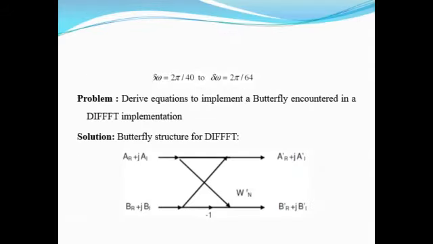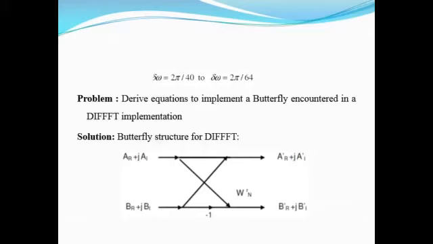Then delta W is 2 pi by 40. 2 pi by 40 is nothing but 2 pi by the number of samples, which is N. So instead of 40, we are going to increase it to 64. So delta W is 2 pi by 64. Just a simple equation that we are going to use in this problem.